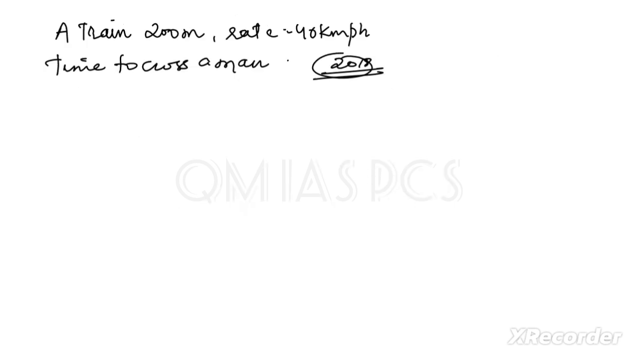Okay, this question is from UPSC 2018, and this is a very easy question. I have discussed this theory, but this is a very easy question. A train's length is given as 200 meters, and its speed is given as 40 kilometers per hour. kmph means kilometers per hour, and when mps is given, that means meters per second.